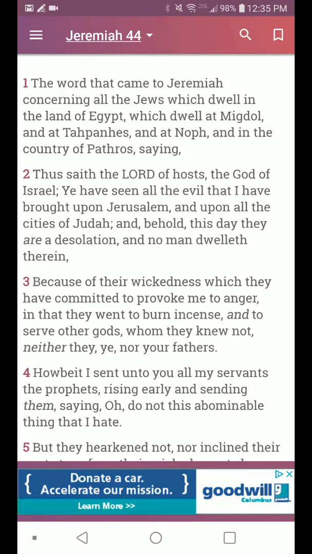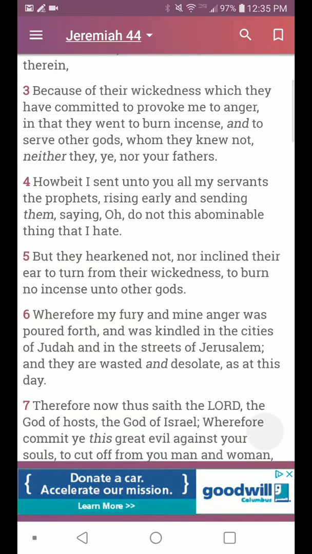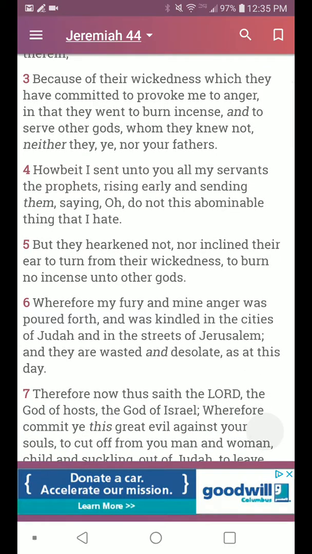This is the book of Jeremiah 44, verse 2. Thus saith the Lord of hosts, the God of Israel. Ye have seen all the evil that I have brought upon Jerusalem and upon all the cities of Judah. And behold, this day they are a desolation, and no man dwelleth therein, because of their wickedness which they have committed to provoke me to anger.